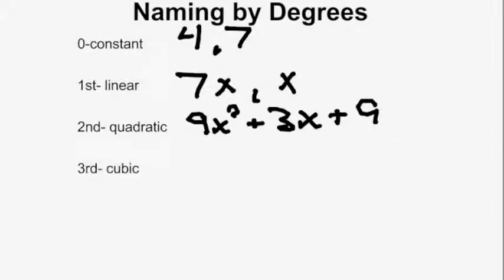Third degrees are called cubic. 4th degrees are called quartic, 5th degree is quintic, and for 6th degree, there's no special name, so you just call them 6th degree, etc. When naming polynomials, you want to express them in degree and then term.